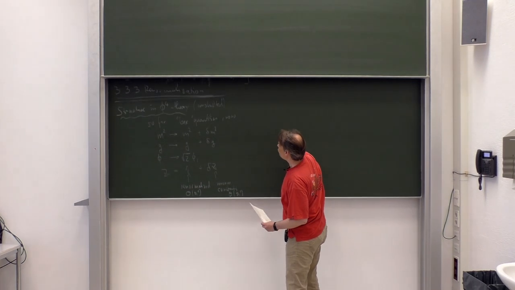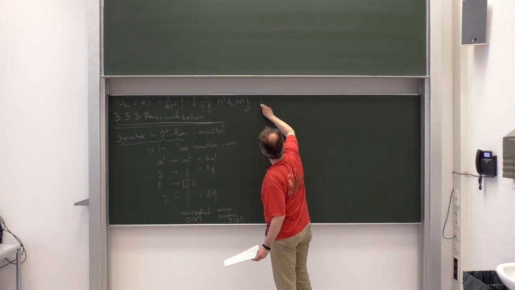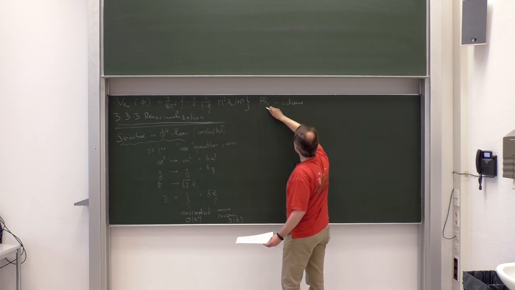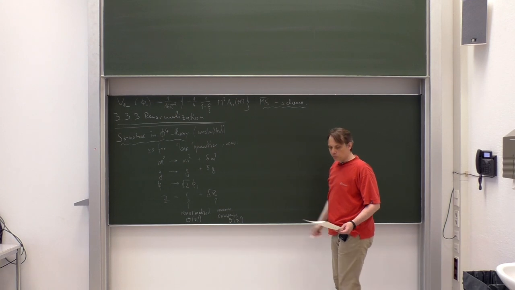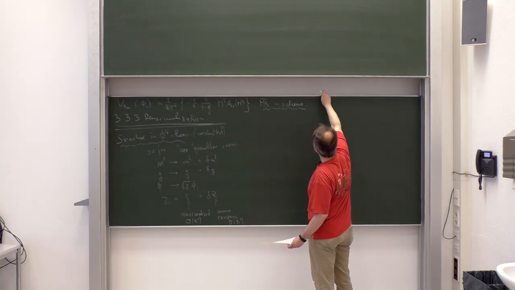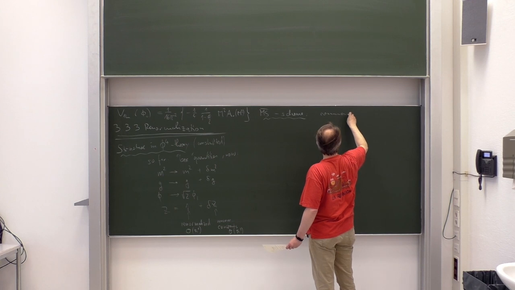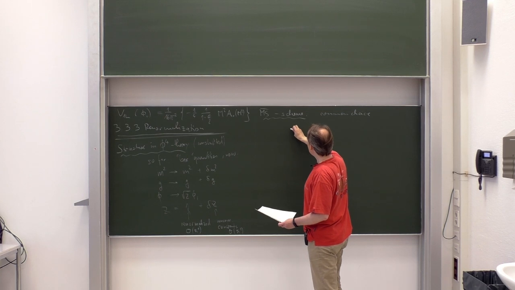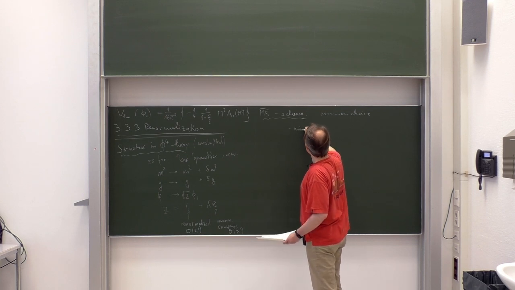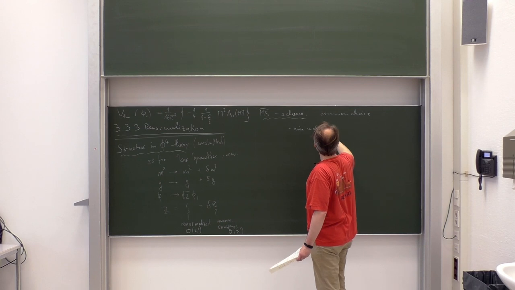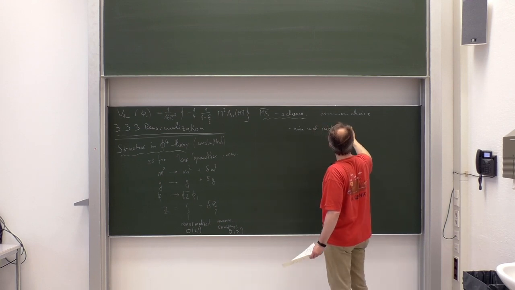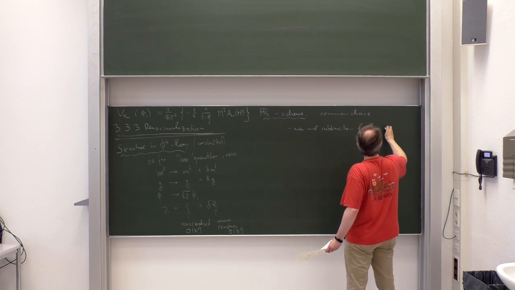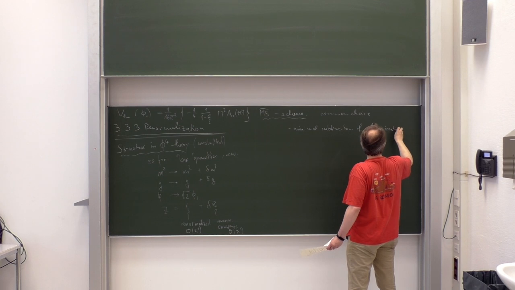Then in order to renormalize, we need to fix a renormalization scheme. And here we use the so-called MS bar renormalization scheme, modified minimal subtraction, which is a common choice. And it corresponds to the following. It is a minimal subtraction of 1 over epsilon plus some irrational constants.